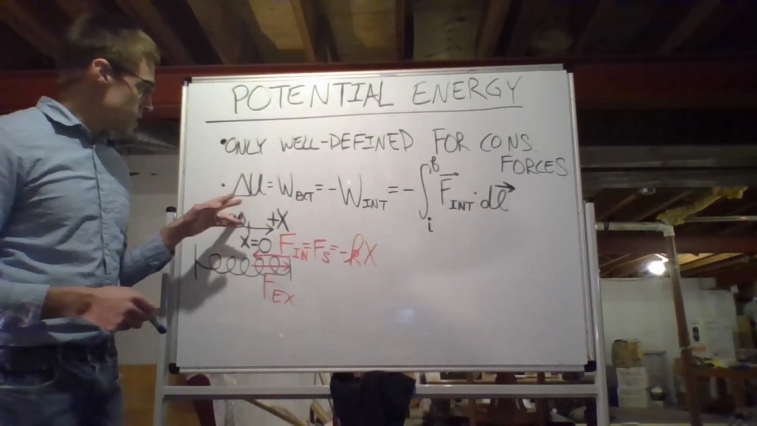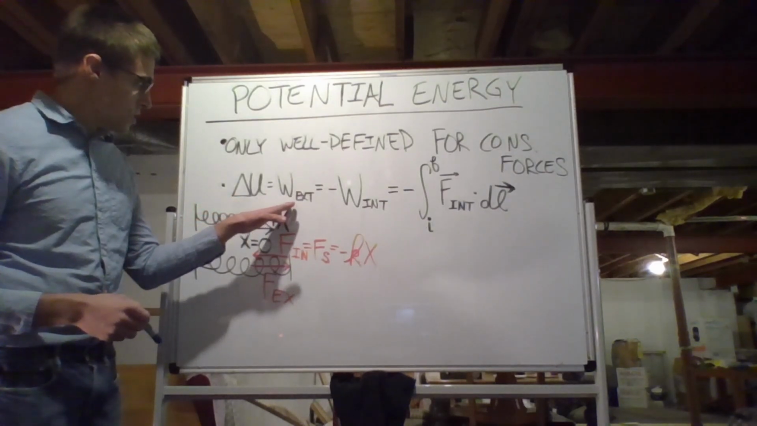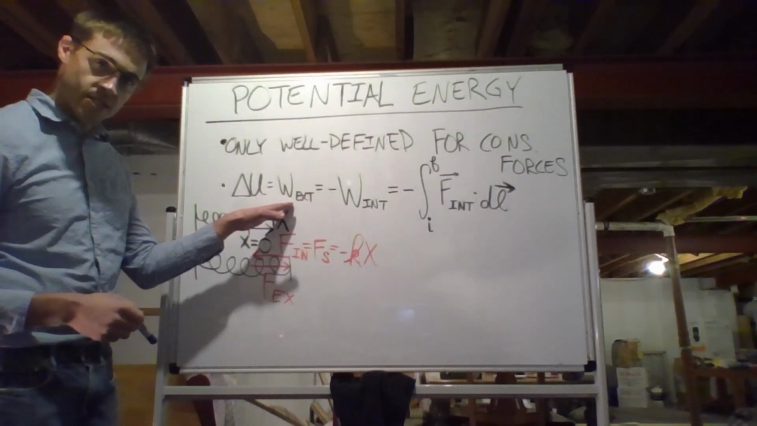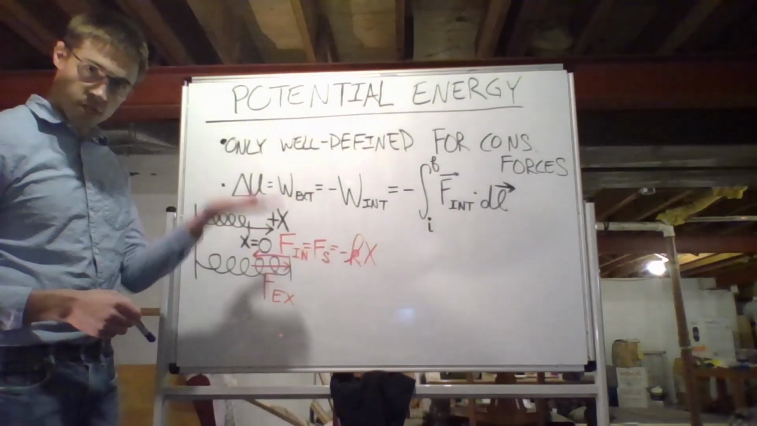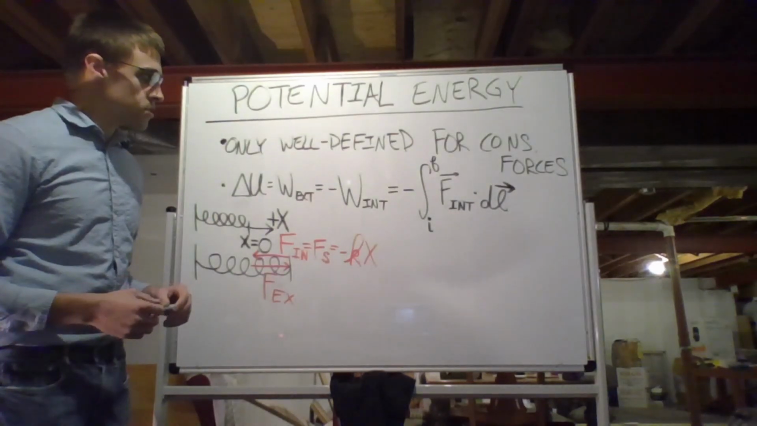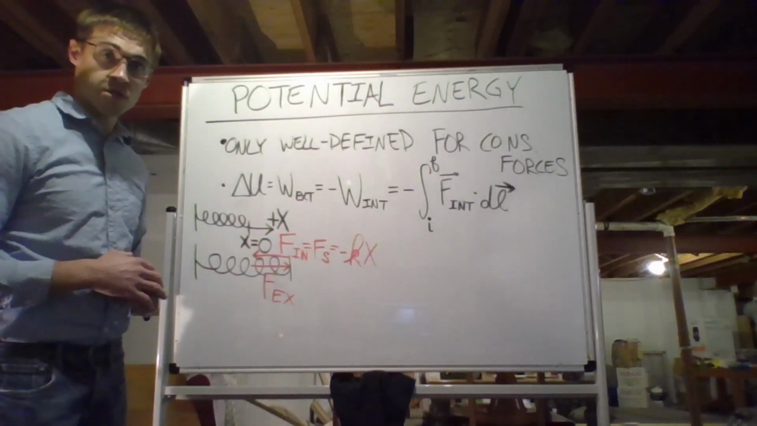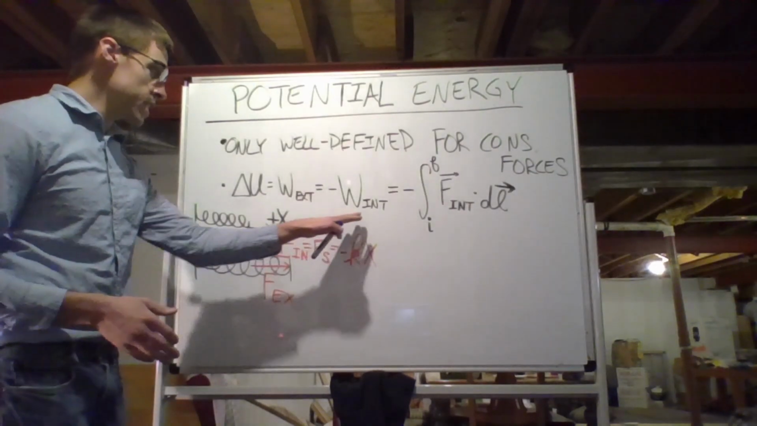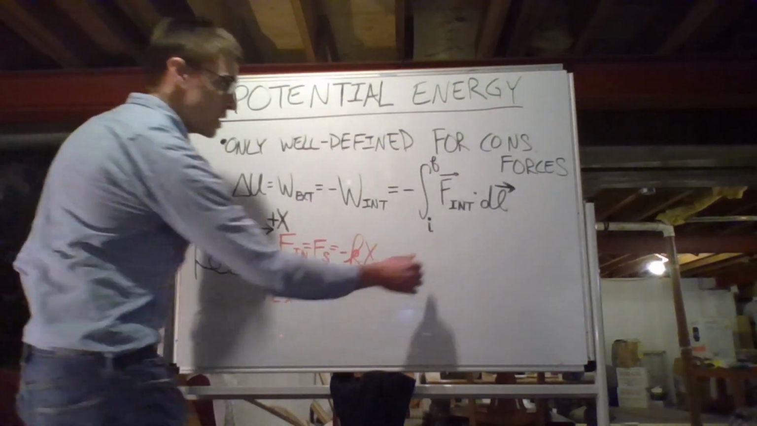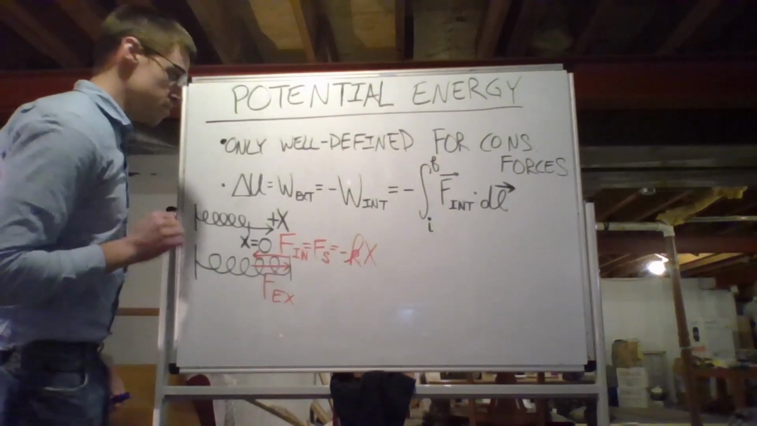Remember from last time that the change in potential energy, right, is the work done from an external force in bringing a system from one state to another, from its initial state to its final state. Or in other terms, you could write it as minus the work done by internal forces, negative the work done by the internal forces within the system.